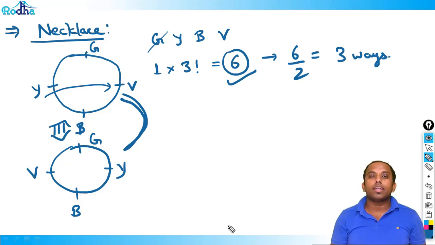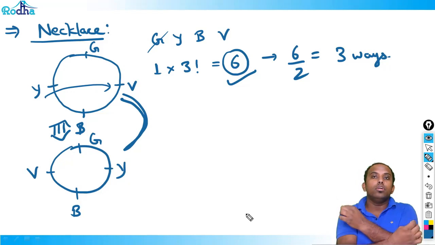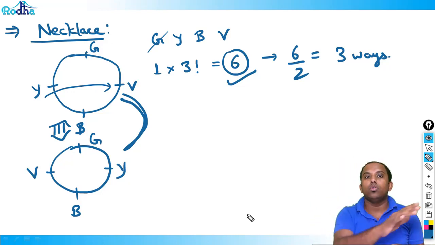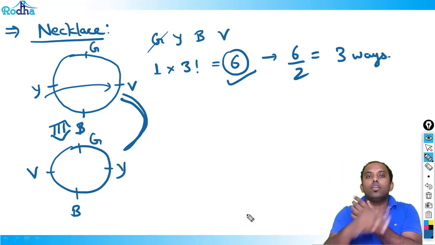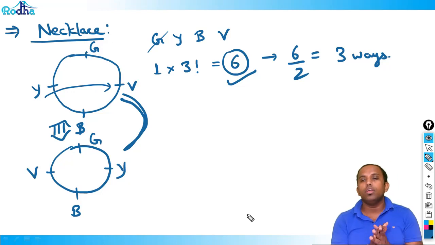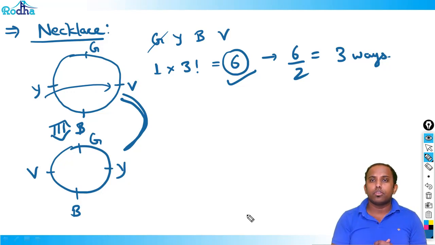So the necklace can be flipped over. That means for every case, it will be counted twice. Because if one arrangement is green, violet, blue, yellow, that is the same as green, yellow, blue, violet. So this arrangement is counted twice. That's why we divide by 2, so we make only 3 ways. In the cases which can be flipped over, there are 3 ways for doing it.